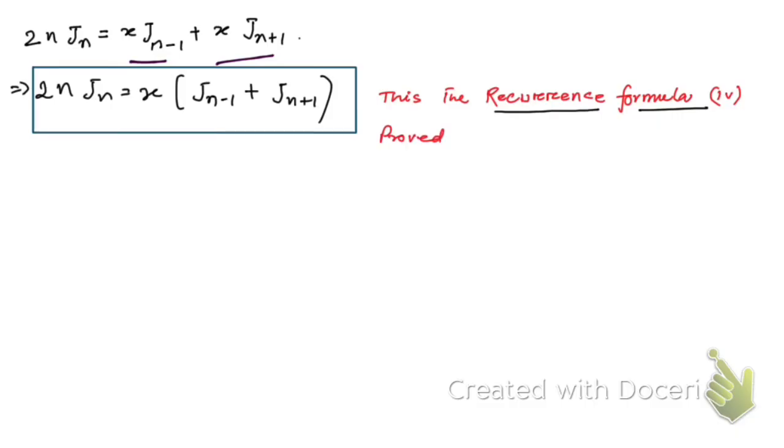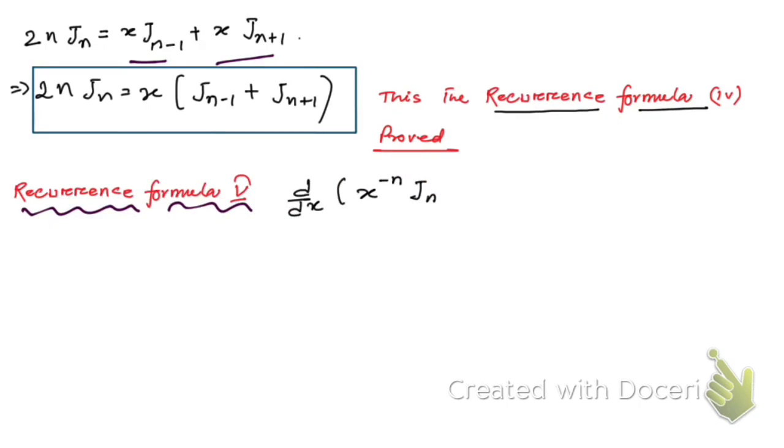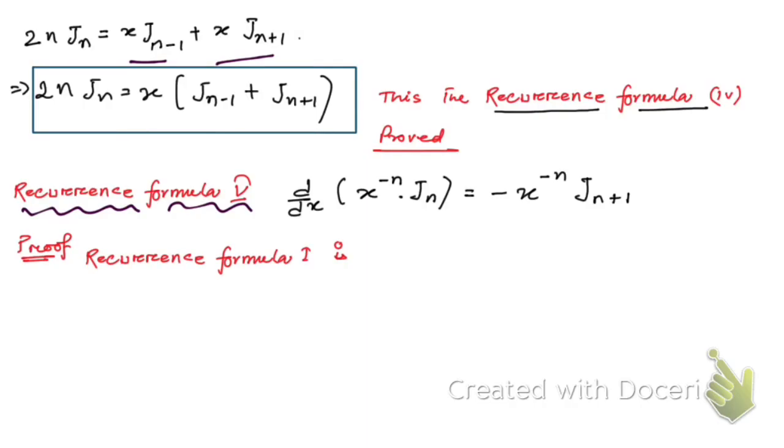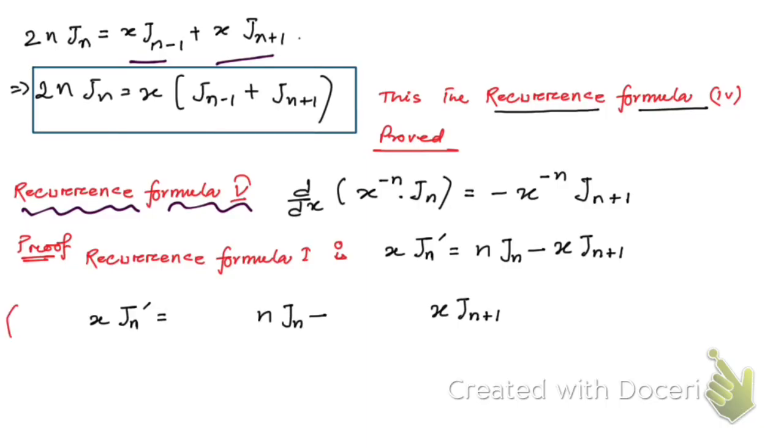So now let me prove the fifth recurrence formula. This is the fifth recurrence formula, d/dx of x to the power minus n Jn is equal to minus x to the power minus n Jn plus 1. So in order to prove this, first let me write the recurrence formula number 1. This is the first recurrence formula that we have already proved in the last video, right? So here you see what we're going to do. Let me write that one again. So here we need to multiply both sides by x to the power n minus 1. So I have to multiply each and every term by x to the power n minus 1, right?